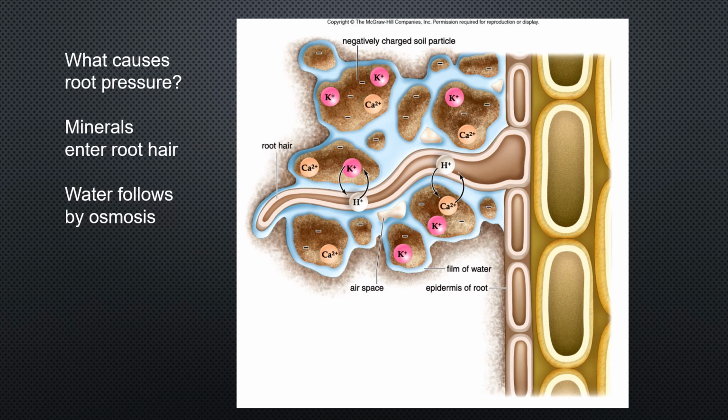So what causes that root pressure? Remember we talked about minerals entering through the root hairs, and we talked about the cation exchange capacity, and so some of that is going to require ATP, so it's active transport. So as that comes into the root hairs, then water follows through by osmosis.